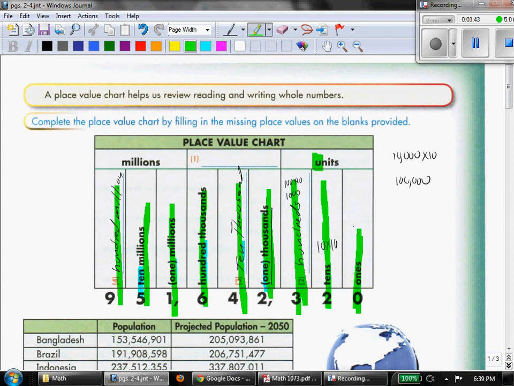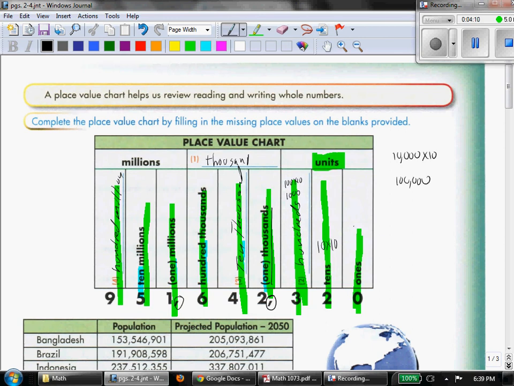Now these up here are called the headings, okay? And with every comma, the heading changes. Every three numbers, the heading changes. So the first three numbers is units. The next three numbers is what? Thousand. The next three numbers is millions. The next three numbers is billions. The next three numbers is trillions.